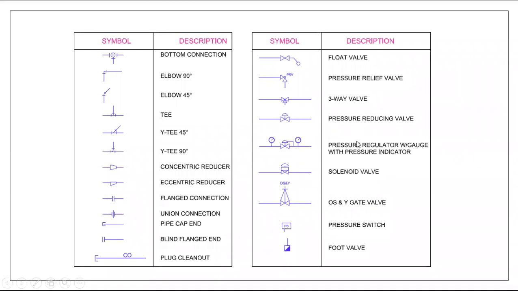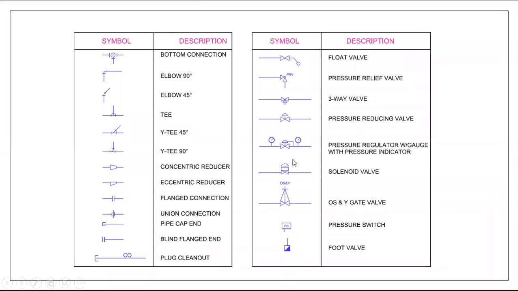The pressure reducing regulator valve with the gauge, with the pressure indicator. Pressure regulator with the gauge, with the pressure indicator. Both are the same; gauge and pressure indicator are the same. So this is a pressure regulating valve regulator. Both sides show a pressure indicator or pressure gauge: how much pressure is there in the inlet, and how much in the outlet. You can see it by the pressure gauge.